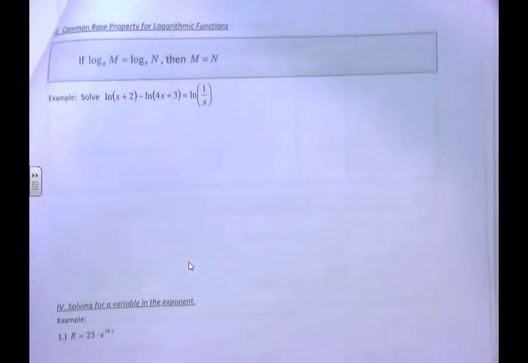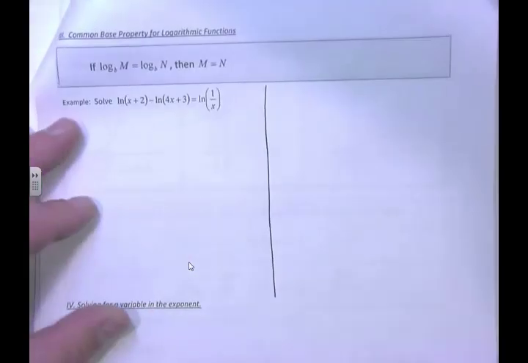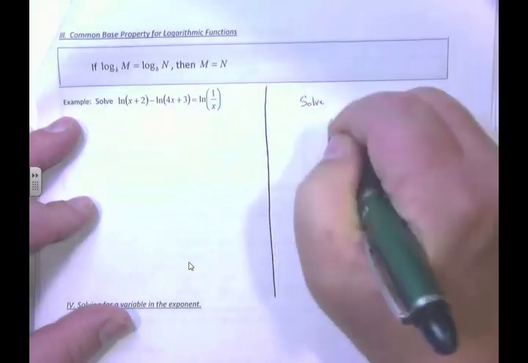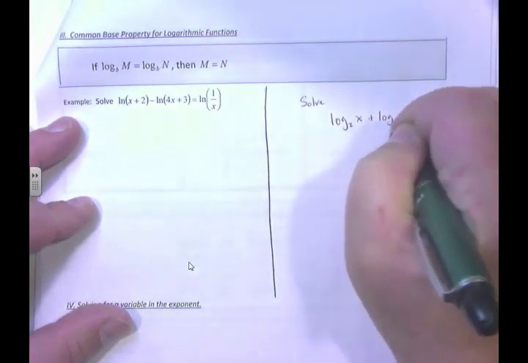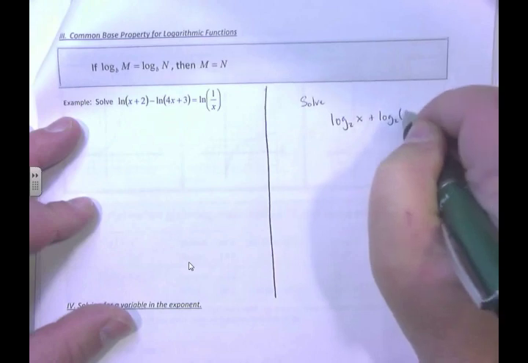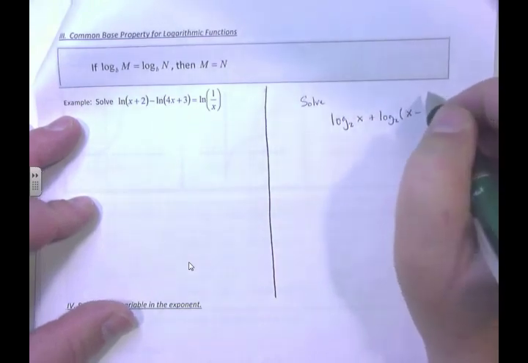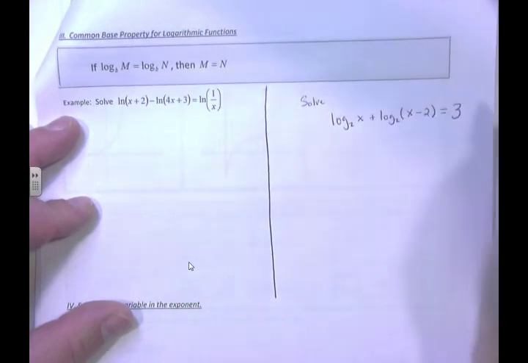There are two different kinds of log equations, so I'm going to throw in an extra example. I want you to compare the difference between the two. This is one I did not type up, but I should have. Solve this: log base 2 of x plus the log base 2 of x minus 2 is equal to 3.